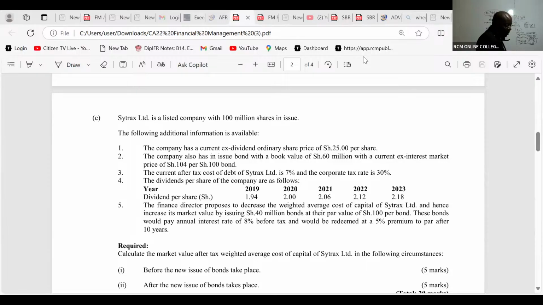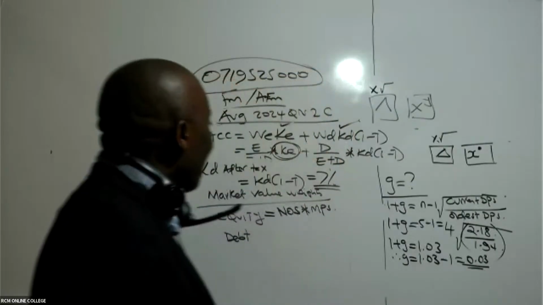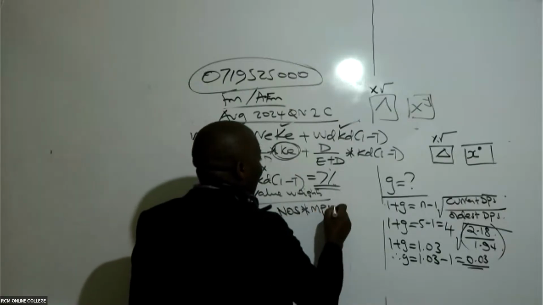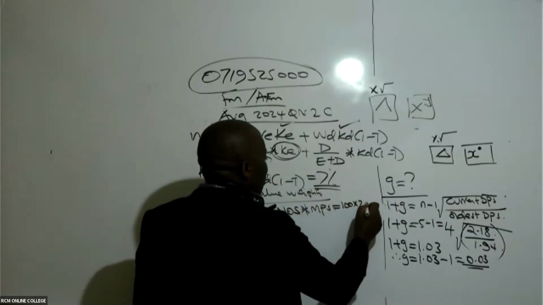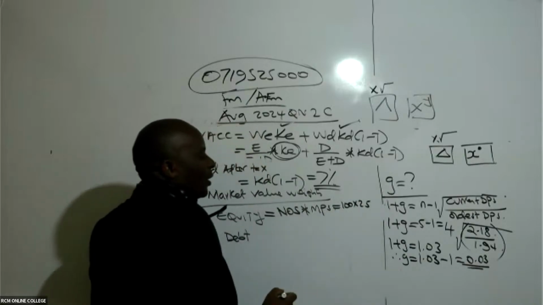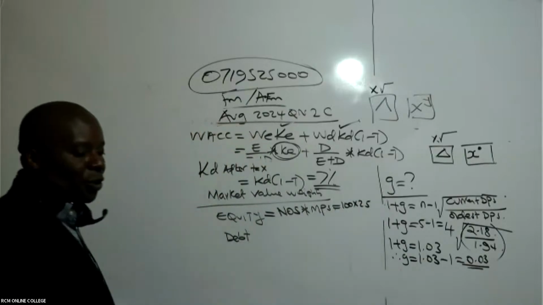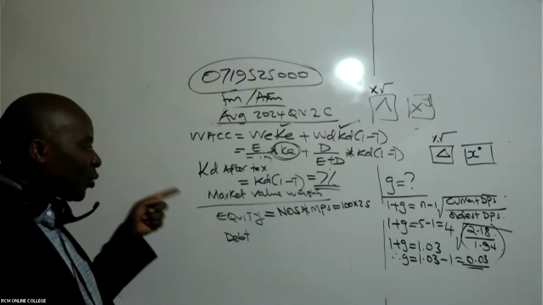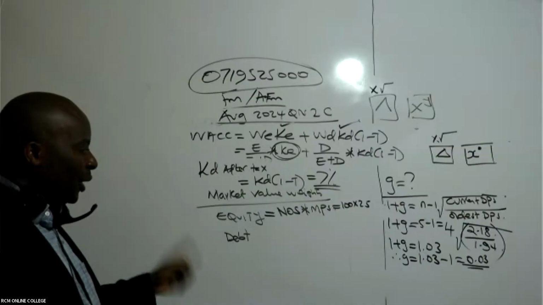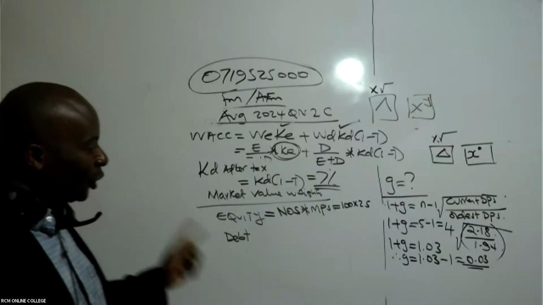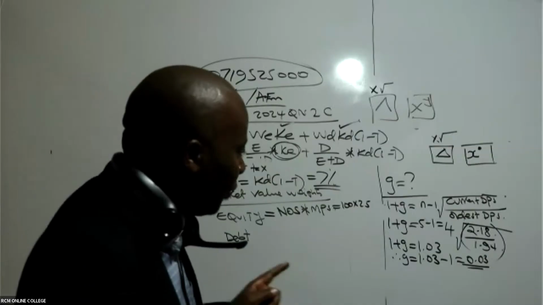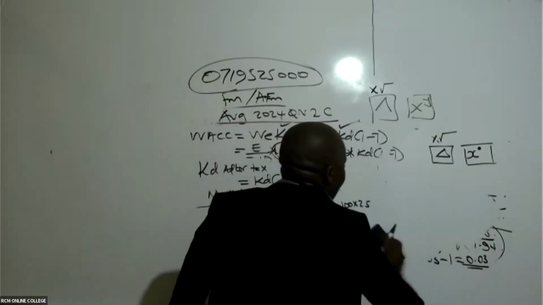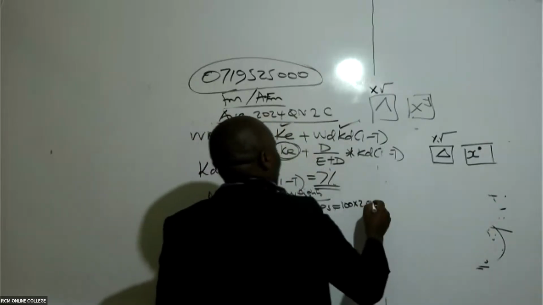So basically, for the market value weight, I will take the number of ordinary shares, which is 100, and the price, which is 25. My figures are in millions. So we get the market value of equity: the number of ordinary shares times the market price per share, which is 100 times 25. So in millions, this gives me 2,500.